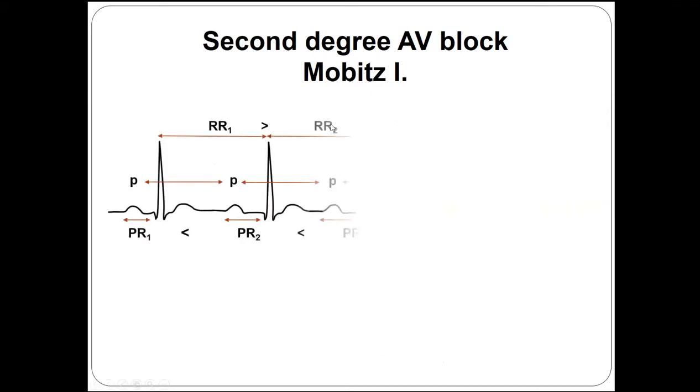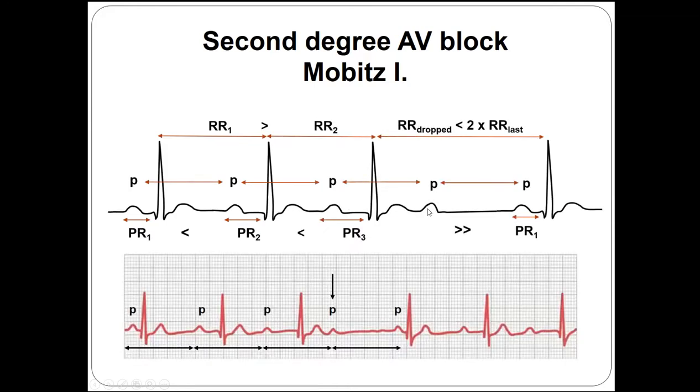So this is the Mobitz type 1 block. P, P, P coming regularly, but this P is not followed by QRS. The RR intervals are getting shorter. And when you do have these dropped Ps, this RR is less than twice the last RR. This is what Mobitz type 1 block means. So, for diagnosing: the last conducted PR is longer than the first conducted PR. Plus, you can use that the interval when the P is dropped is less than twice the last RR interval.